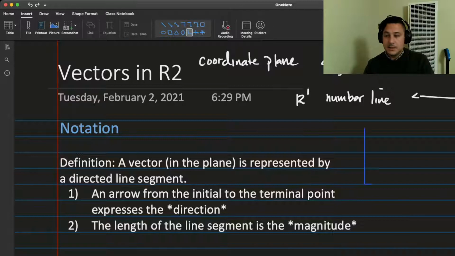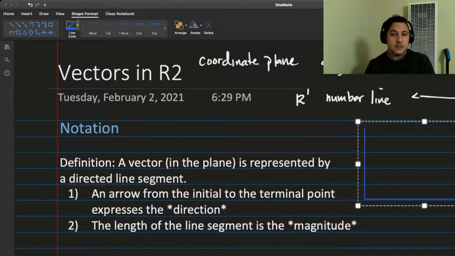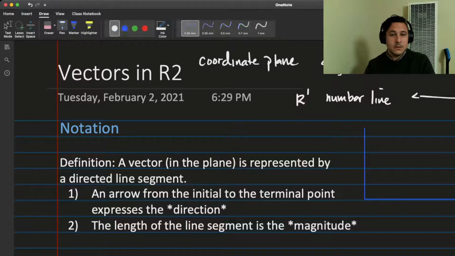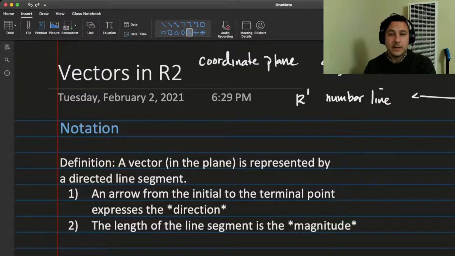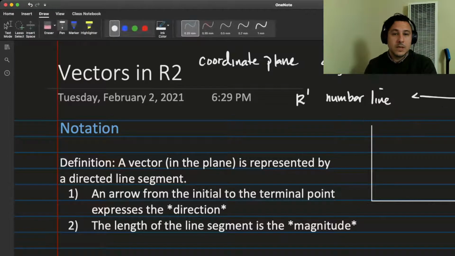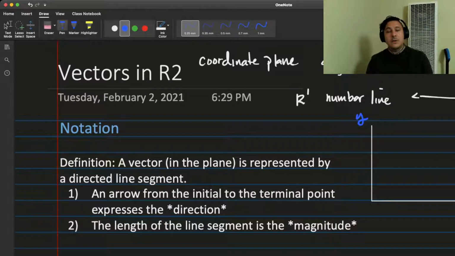Let's put a little axis right here. Okay, wait, let's do that again. Redo. It came out blue, and I don't like it when it's blue. There we go. So there's our coordinate plane with our x and y axis. What do we mean by a directed line segment? A directed line segment is an arrow from an initial point to a terminal point. We're going to choose a point, let's say (1, 2).